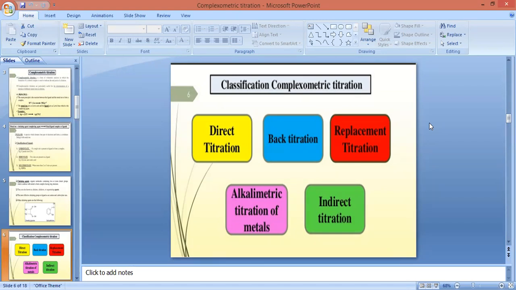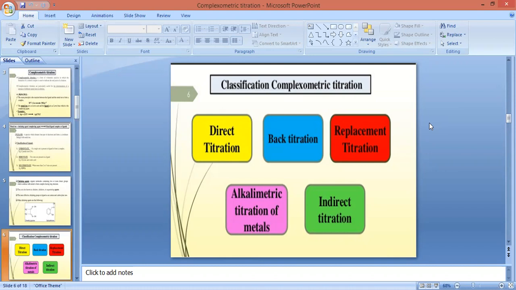So in back titration, the contents in the conical flask will be the solution form of the metal followed by indicator plus excess amount of complexing agent. Whatever metal ion is present in the conical flask will react with the standard complexing agent, and the excess amount of the complexing agent is then back titrated with the standard solution of alkali, which is filled into the burette.